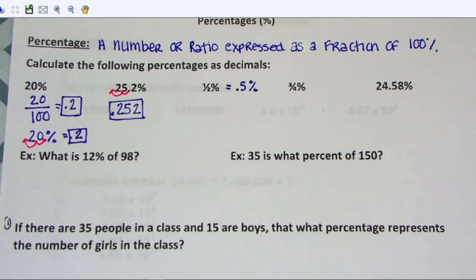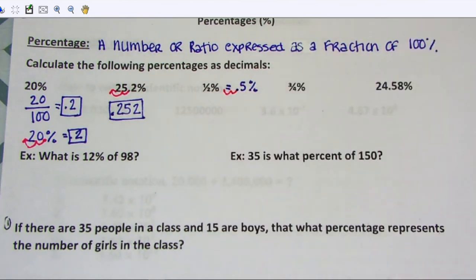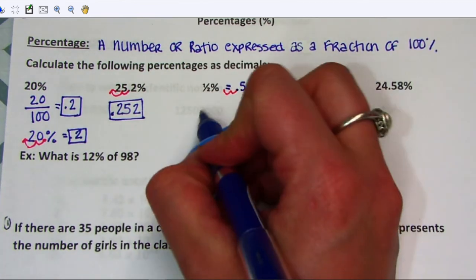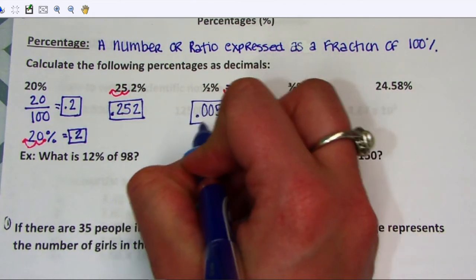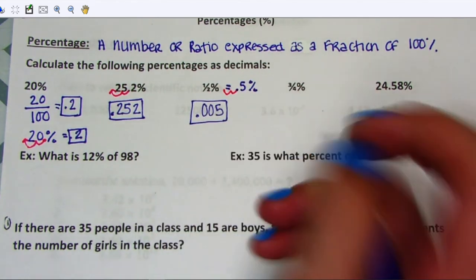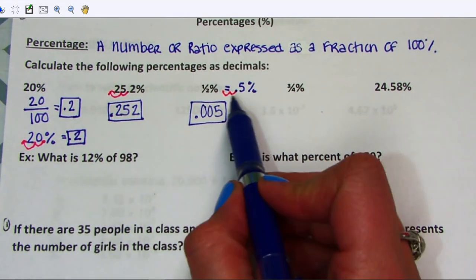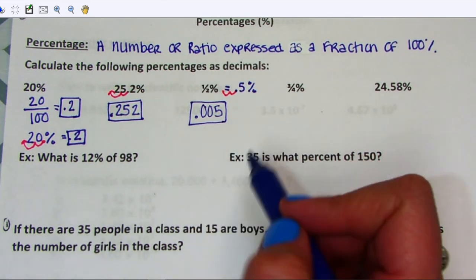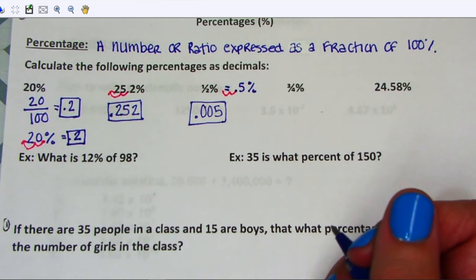So when we change that to a decimal, you're going to move it to the left twice, leaving you with 2 open spaces, which are the 2 zeros. So 0.005 is 0.5%. So just be careful. That kind of decimal percentage will always mess people up because they see the 1/2 and they think 50. It's not 50, it's 0.5.